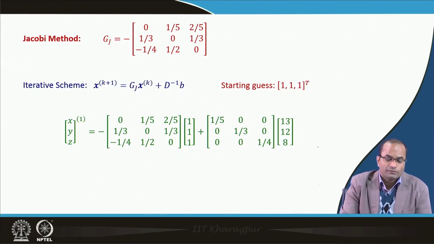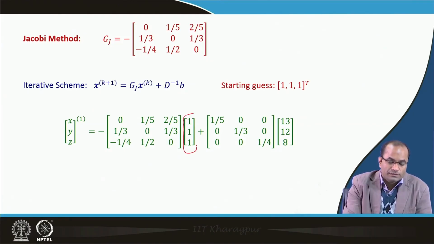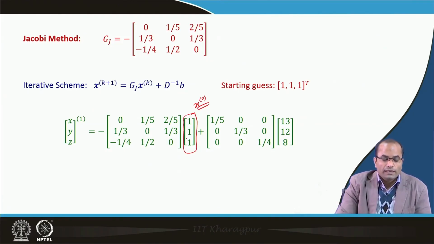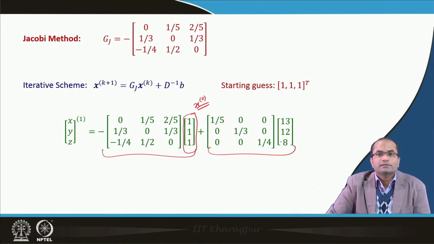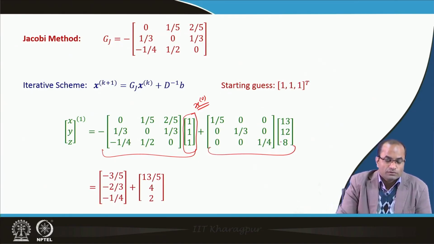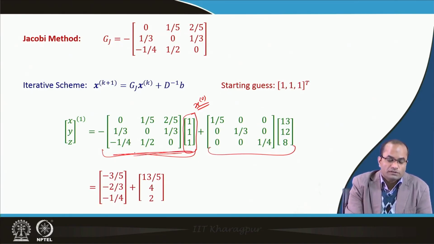Having this, we have substituted x naught here, the starting values, and then we just have to perform this multiplication and add. The multiplication of this matrix and this vector is just the addition of the rows. So, 1 by 5 plus 2 by 5 will be minus 3 by 5. Then here also 1 by 3 and 1 by 3, that will be 2 by 3 with the minus sign.